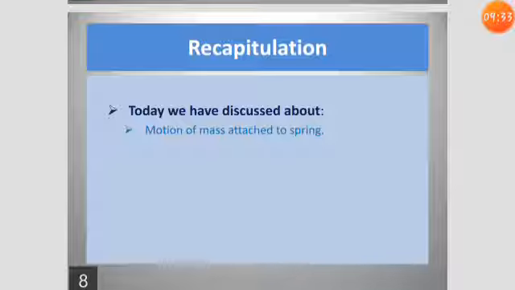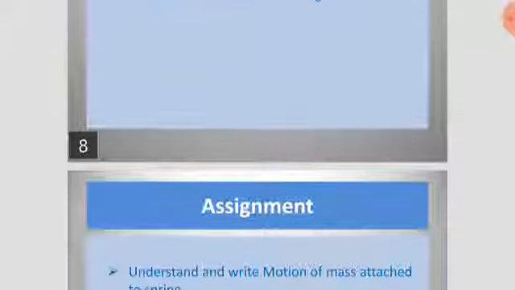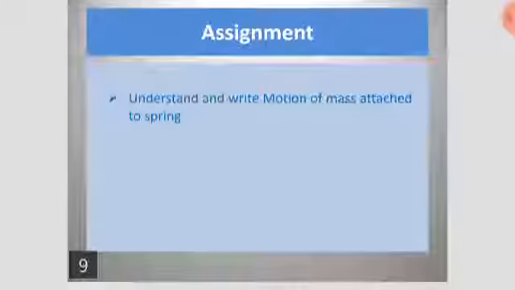And dear students, recapitulation: today we have discussed the motion of a mass attached to a spring. Your assignment, students: understand and write the motion of a mass attached to a spring, because this topic is very important.